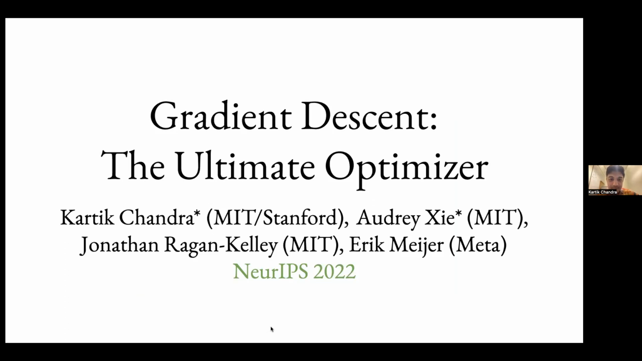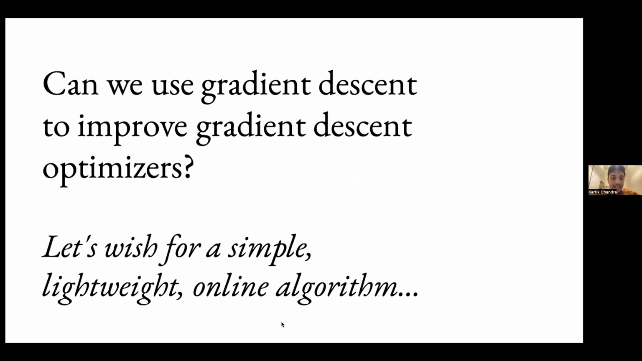All right. Okay. So getting started. This paper is about this funny question: can we use gradient descent to improve gradient descent optimizers? And this paper is not trying to optimize gradient descent optimizers necessarily. It's just trying to improve them. So it's looking for something simple, simple in implementation, simple in idea, something lightweight, online, in fact. It's really thinking about what would it mean to use gradient descent to improve gradient descent optimizers.